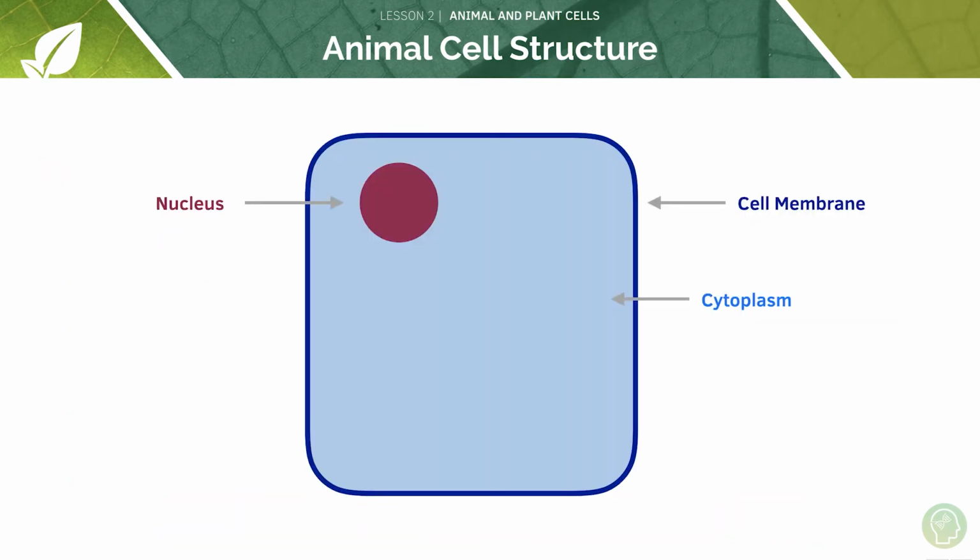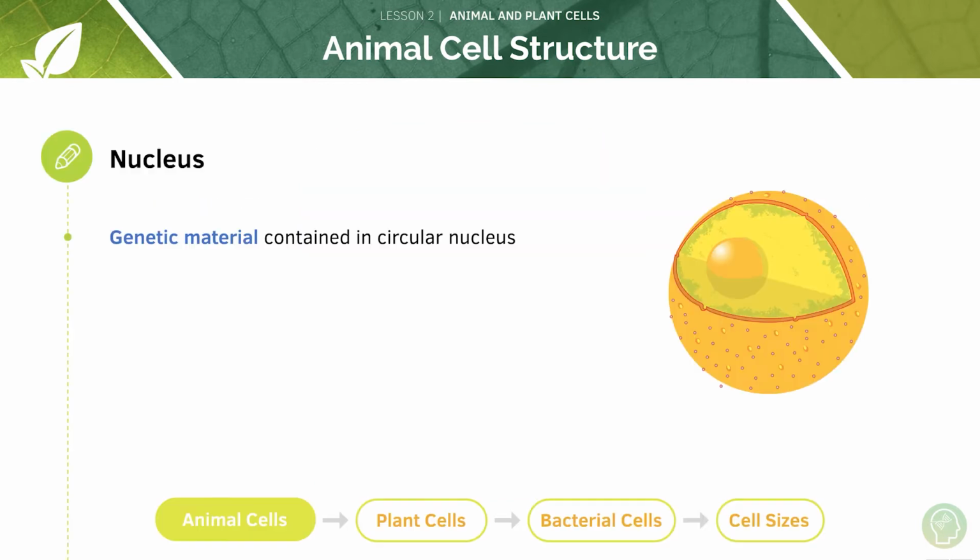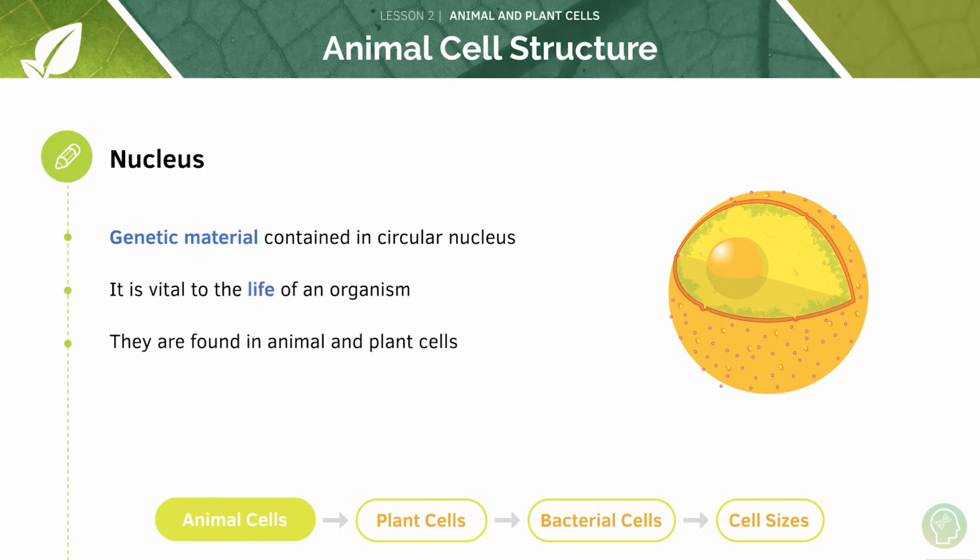So now let's take a look at the nucleus. So the nucleus houses the genetic material of the cells. Genetic material is vital to the life of an organism. So the nucleus is found in both animal and plant cells, but note that it is not found in prokaryotic cells, such as bacteria. And this is something we'll be looking further into later on in this tutorial.